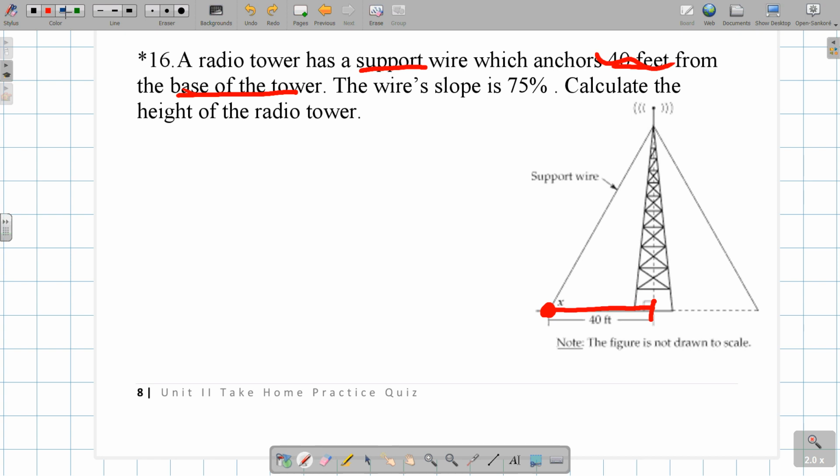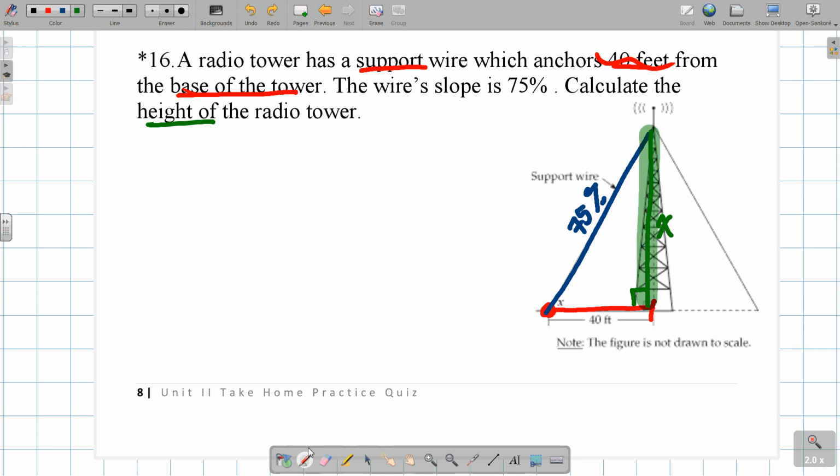The slope of that wire is 75%. We want the height of the tower, which we drop straight down at a right angle. We're going to call that X. So we're trying to find the height of the tower.